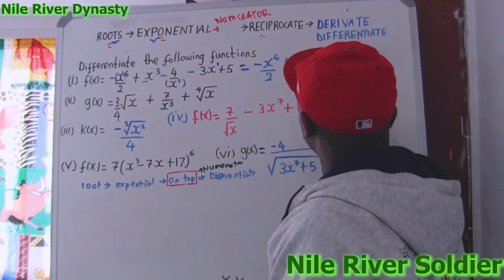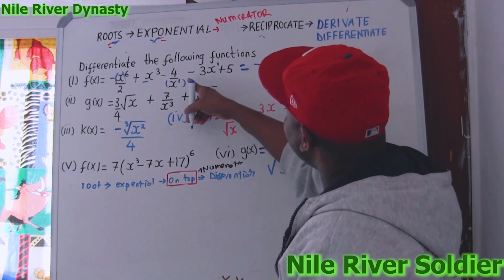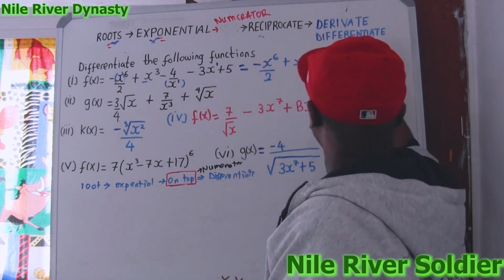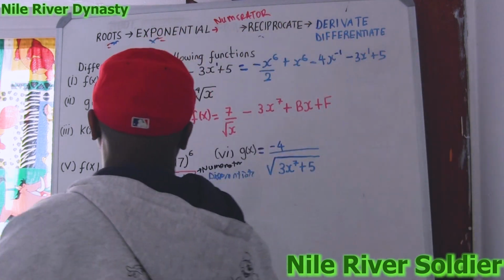So we're going to have a minus here, and then I still have a 4, but this stuff is going to go to the top. It's going to become x, and this is positive, it's going to become negative, and then this is going to be minus, it's the numerator, so we sort it here, and then plus 5. Okay, now let's differentiate.